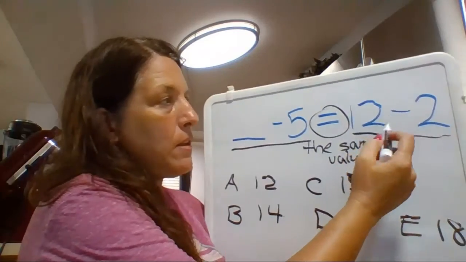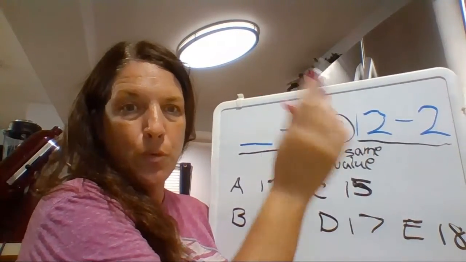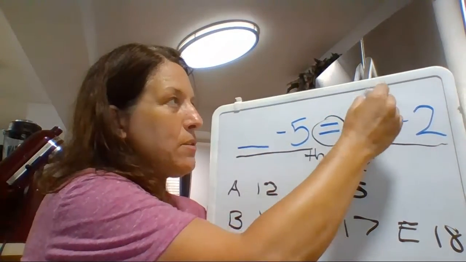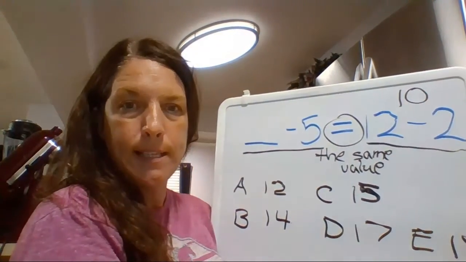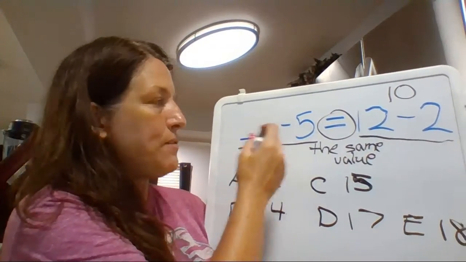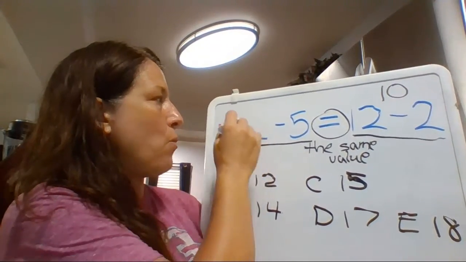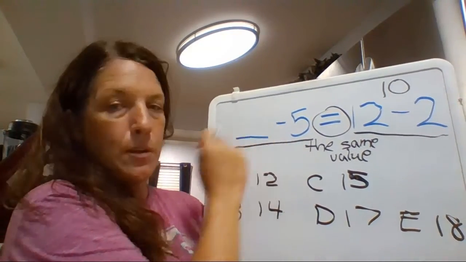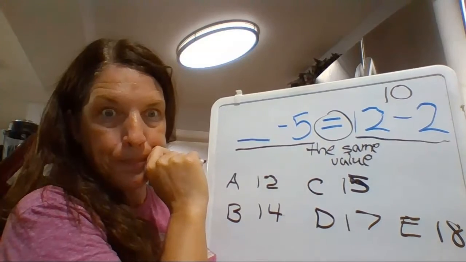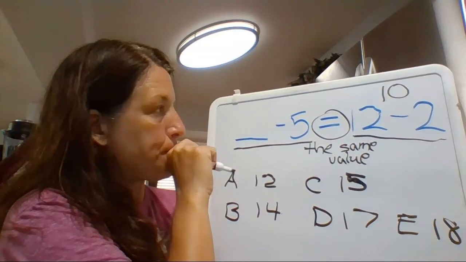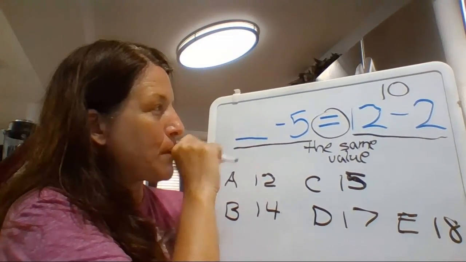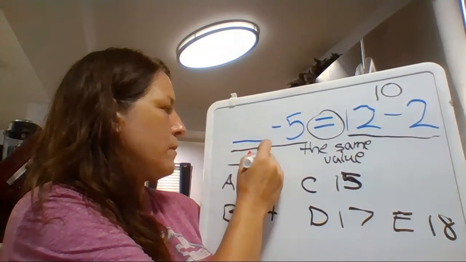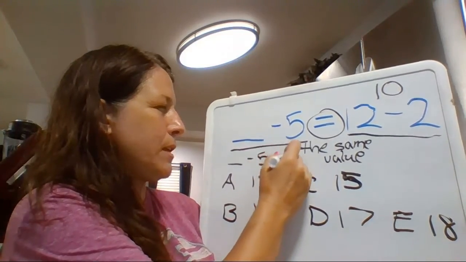Yeah, we can. So 12 take away 2. 12, count back 2 numbers. 12, 11, 10. We know this side equals 10. So we have to come over here and figure out what number would have to go here to make this side equal 10. Well, we know in subtraction problems, we know we want it to equal 10, right?